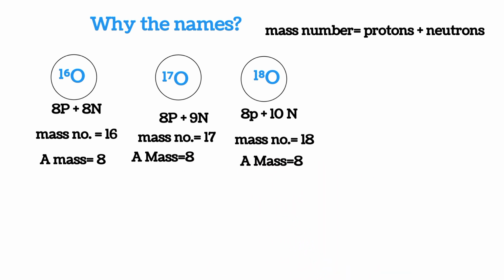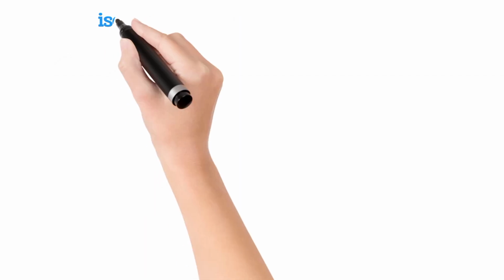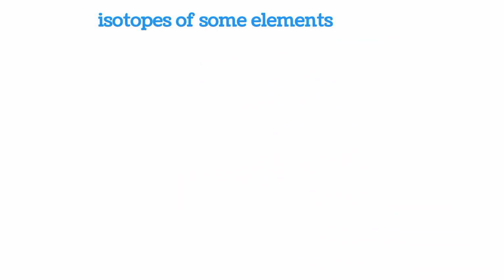In each of the cases, the atomic number remains the same. The atomic number of oxygen is 8 and the same for all the isotopes. So the number of protons remain the same. So the reason why they bear this name is just for reference purposes.